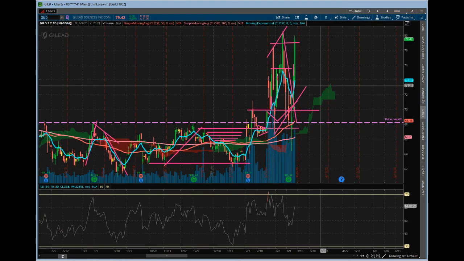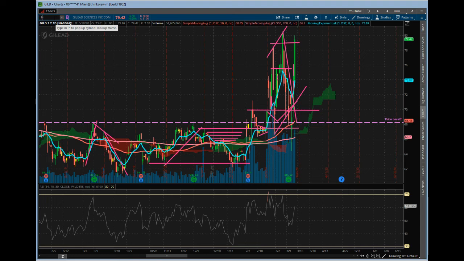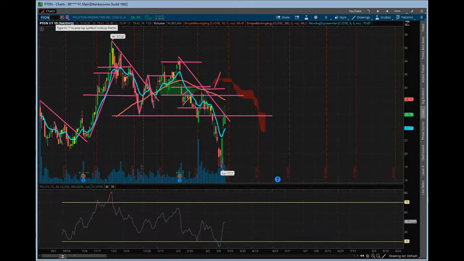Big mover. I like how it closed above these levels right here, and I like how it's up after hours as well. So that's good. Let's see if that holds into tomorrow. Peloton can't go to the gyms anymore, so you may as well work out from home. So order a Peloton, right? So that's definitely got some hype on that concept right there.